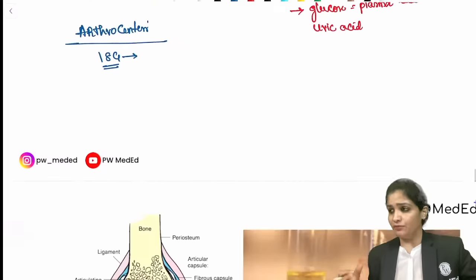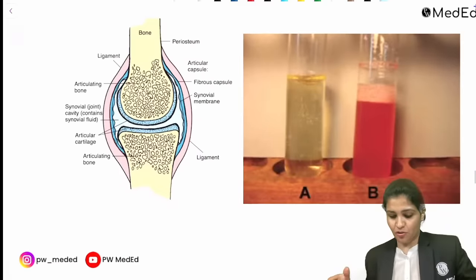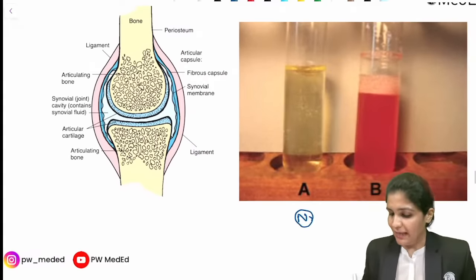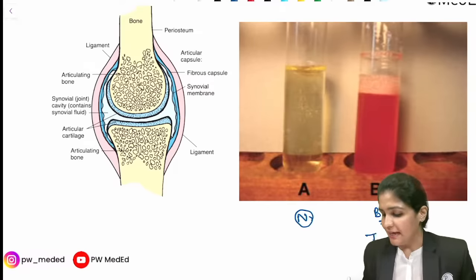So let's see a few of them. What is your synovial fluid? This is your normal synovial fluid, and this is your bloody one. On inspection itself, you can tell there is blood mixed with the synovial fluid, and it is usually seen in traumatic conditions, right? Traumatic conditions.